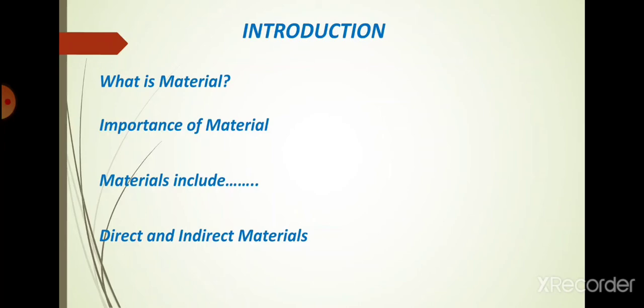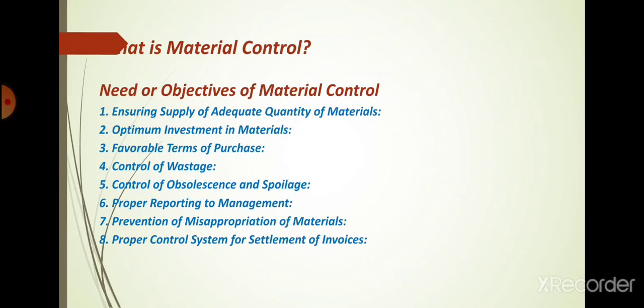Indirect materials are those materials which cannot be conveniently or accurately allocated to a particular unit of product. They are consumed but do not form a part of the final product. For example, nails used in making of shoes or buttons or threads used in ready-made clothes are indirect materials. So what is material control?